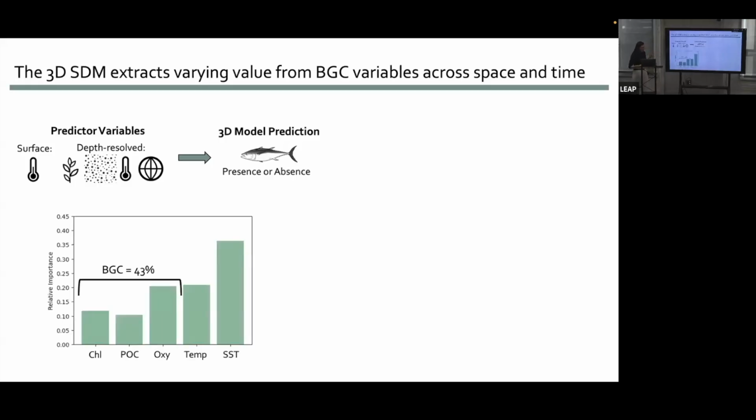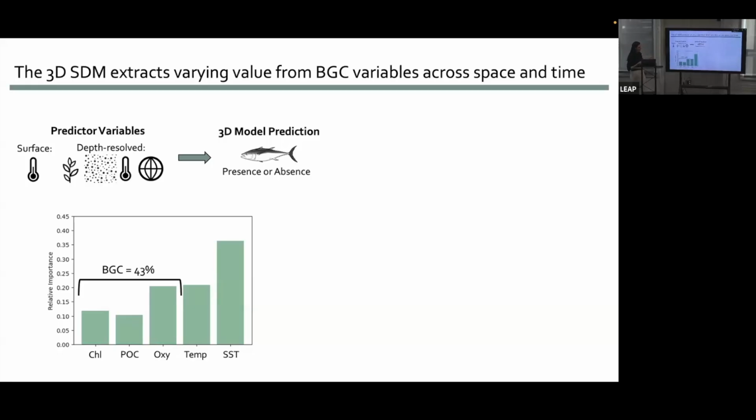So here we are looking at the relative importance of each predictor across the entire domain and all time. So the sum of each of these bars totals to 1. In general, the higher the bar, the more important the predictor. And we see that sea surface temperature and depth resolved temperature are some of the most important features. Unsurprisingly, again, temperature imposes a really important physiological constraint on fish movements.